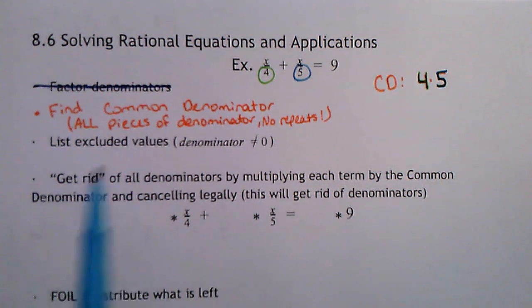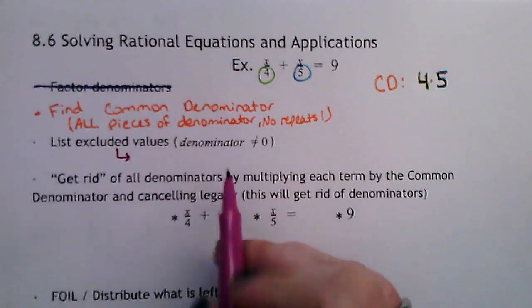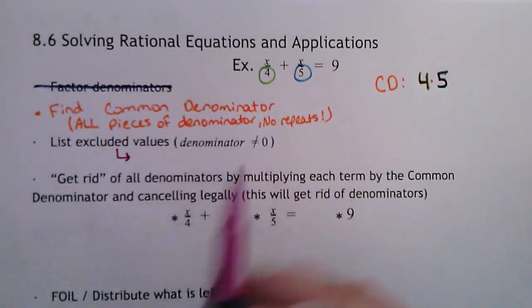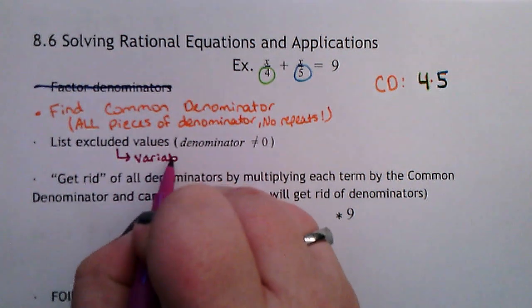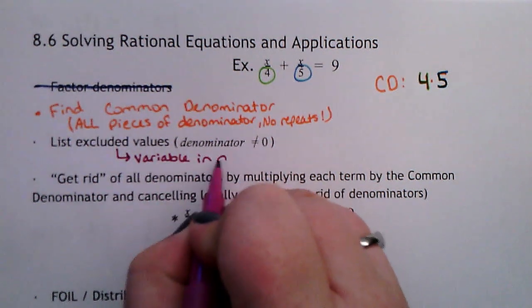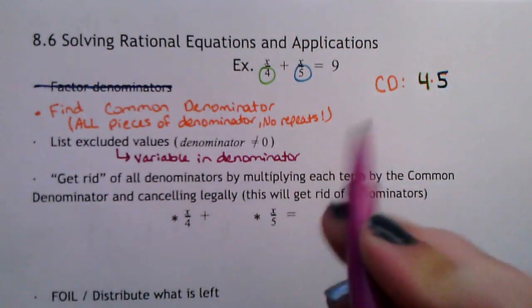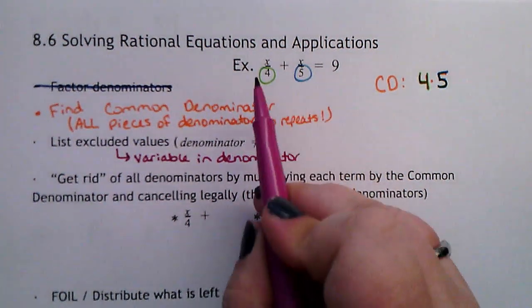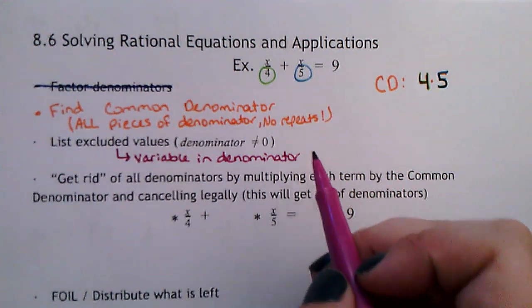So then it says list the excluded values from the denominator. The excluded values from the denominator, this says we have to set the denominator not equal to 0. Well, this only applies if there's a variable in your denominator. And for this first problem, I didn't put a variable. There's no letter down there. So we only have 2 numbers. So we actually get to skip that step for this problem.